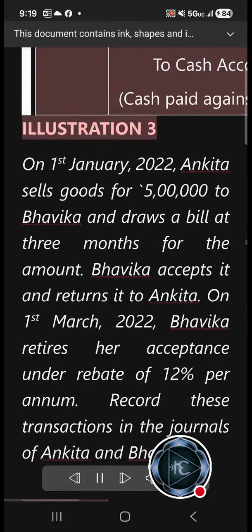106,000. Illustration 3. On January 1st, 2022, Ankita sells goods for 500000 to Bhavika and draws a bill at 3 months for the amount. Bhavika accepts it and returns it to Ankita. On March 1st, 2022, Bhavika retires her acceptance under rebate of 12% per annum. Record these transactions in the journals of Ankita and Bhavika.